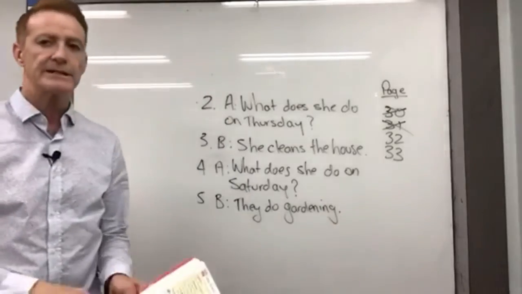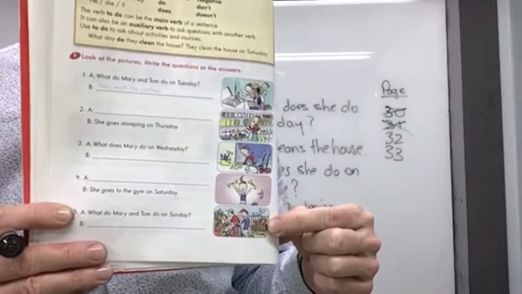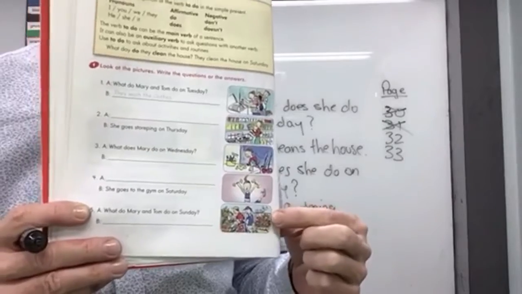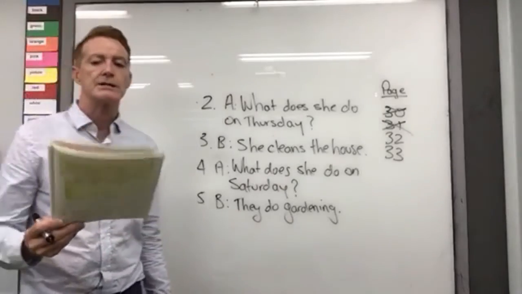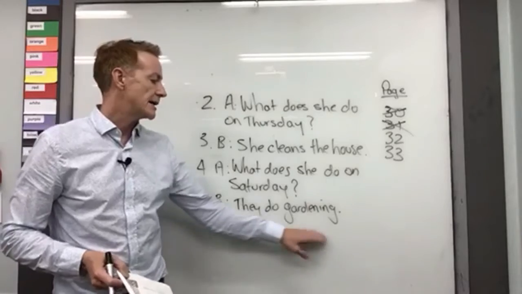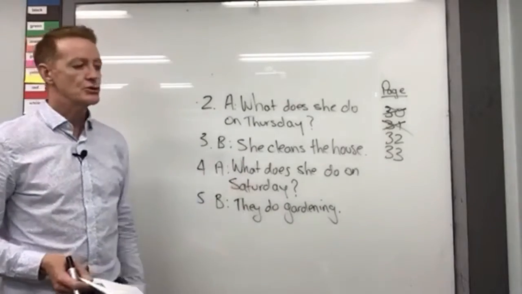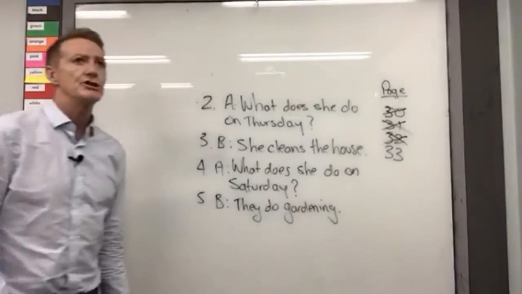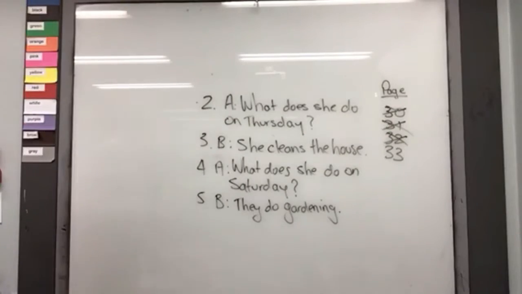Gardening is fixing your garden, like here. It could be cutting the grass, trimming the trees, watering the flowers, so that is called gardening. So 5A question: What do Mary and Tom do on Sunday? They do gardening. You can even write they do gardening on Sunday. But this is good. This is an answer. Make sure you have these answers because I'm going to erase. That is page 32, so we have one more page to do. If you need some time, please pause the video now.